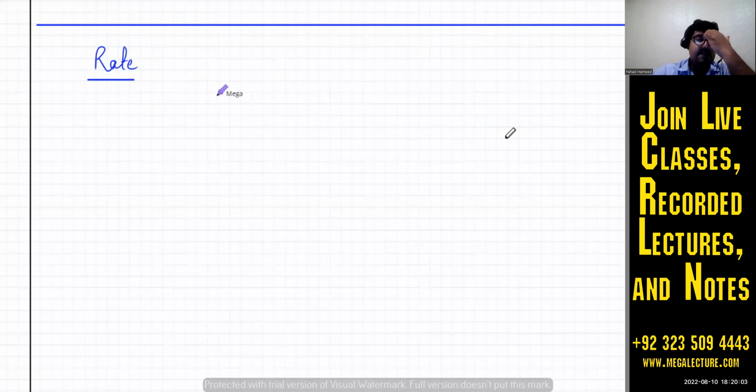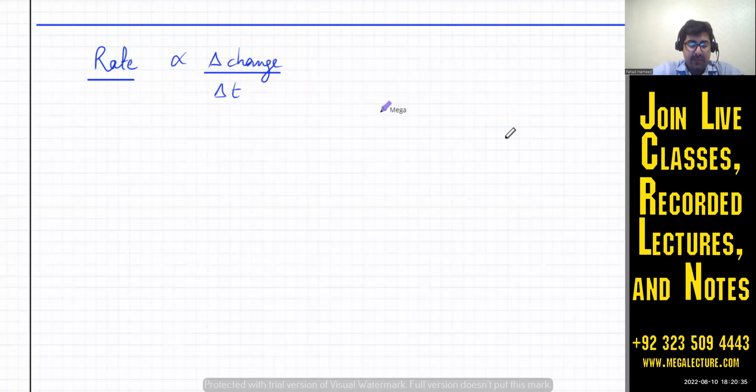Now rate is the speed of the reaction. So rate is basically when you talk about speed, or how fast something happens. So it's proportional to any change that's happening. How quickly does that change happen with respect to time? So it's basically delta change, or whatever change that is, over time, or delta t. Like how much time it takes for a particular change to happen.